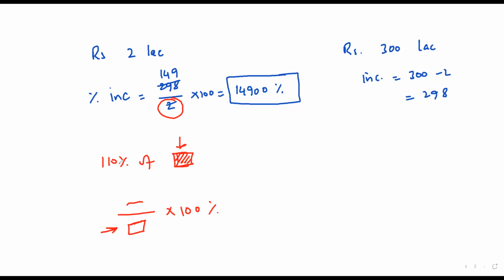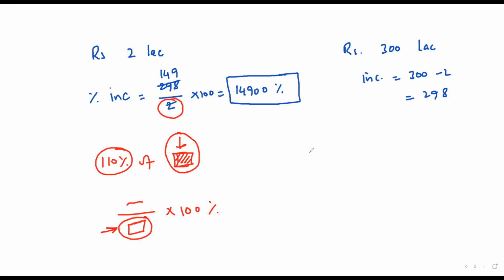When you're multiplying with the 100%, 110%, whatever percent you have here, it has to be multiplied with the original value. And if you're writing this as a fraction, the original value will always go in the denominator. That is how you are going to find the percent increase or the percent decrease.